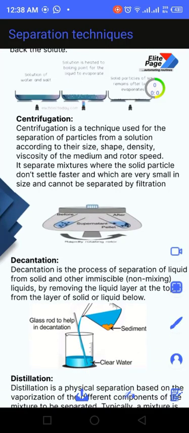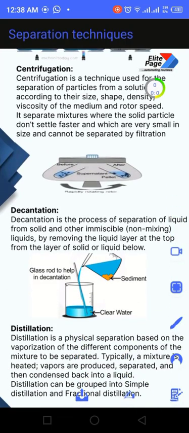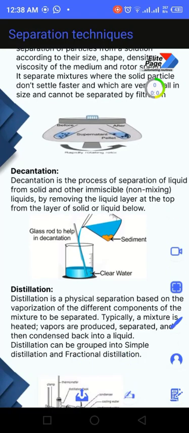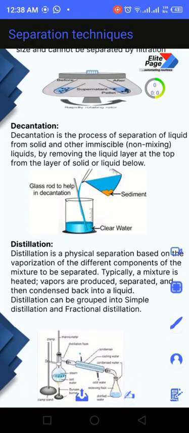Next one is decantation. Decantation is a process of separating a liquid from a solid, or from another immiscible, that is non-mixing, liquid, by removing the liquid layer at the top from the solid or liquid layer below. In this type of separation technique, you separate liquid from solid so that the solid substance settles down at the bottom of the separating medium, so you can easily take up the liquid from the mixture. You can see that in the diagram above.